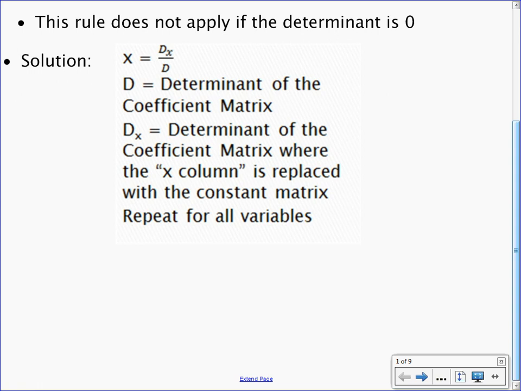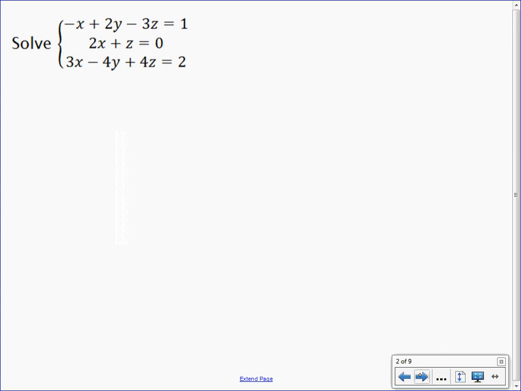Are we ready to see it? Are we good? All right. Please write down this system.